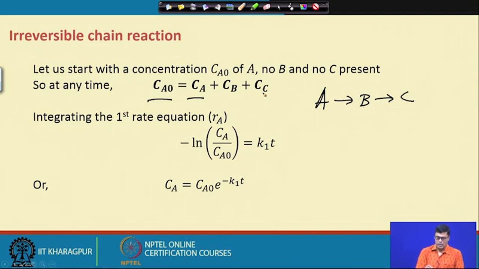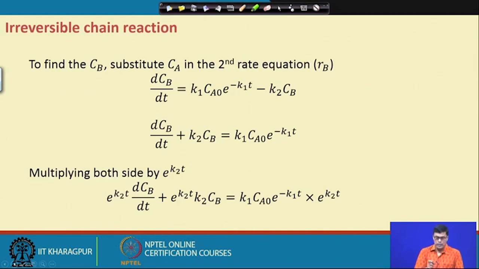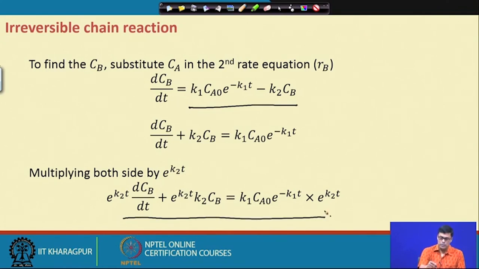Now from the first equation we have seen that d ln CA by CA0 equal to k, this is equal to this. I have already shown you how we got this. Now in the case of intermediate product formation, dCB by dt is equal to this, which I have already shown, and then we bring it here, and finally we write the equation like this.